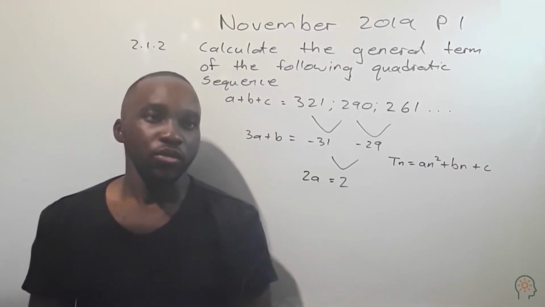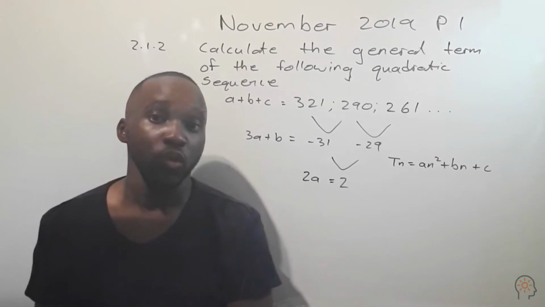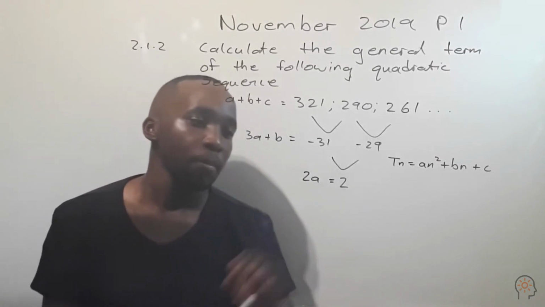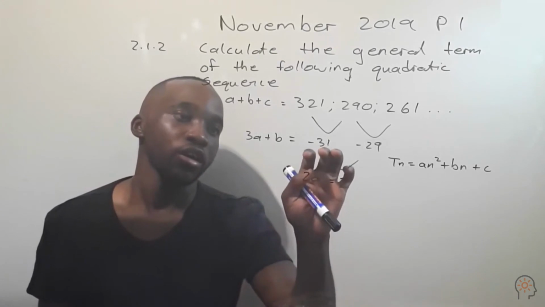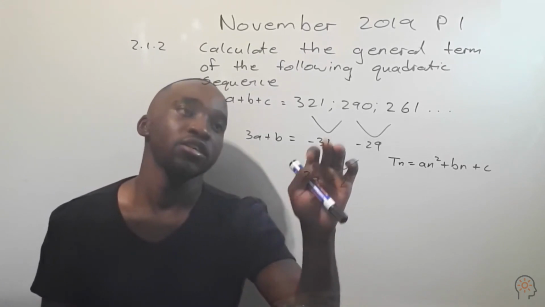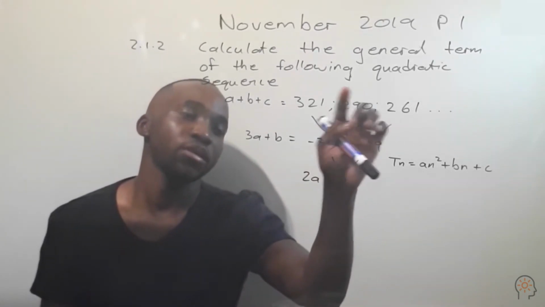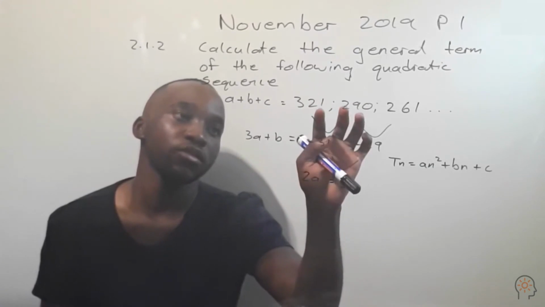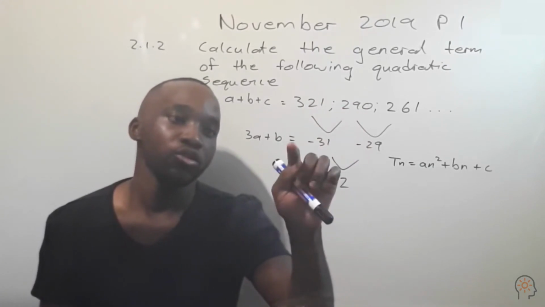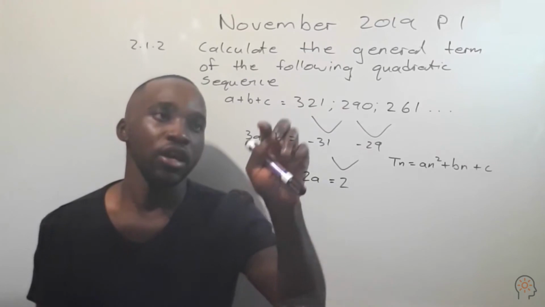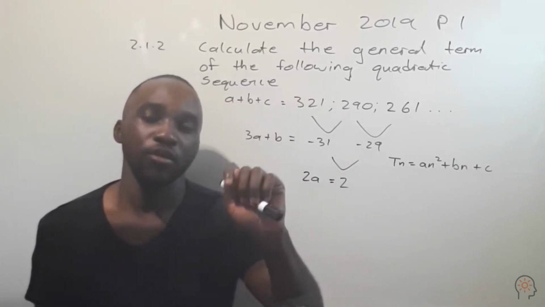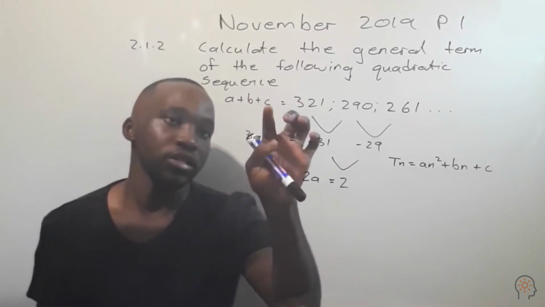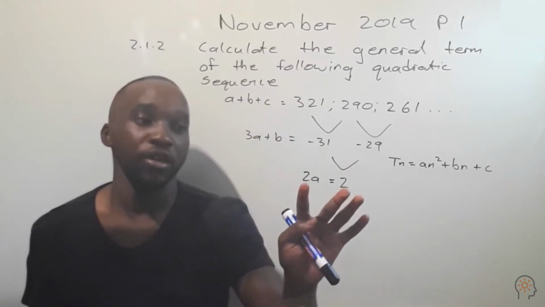So exactly what we have done now is what you would want to do to get A, B, and C. For your second difference, you want to equate that to 2A. The first difference, between term number 2 and term number 1, you want to equate that to 3A plus B. And then your very first term, you want to equate that to A plus B plus C, right? Working out A, B, and C, you want to start from the very bottom.